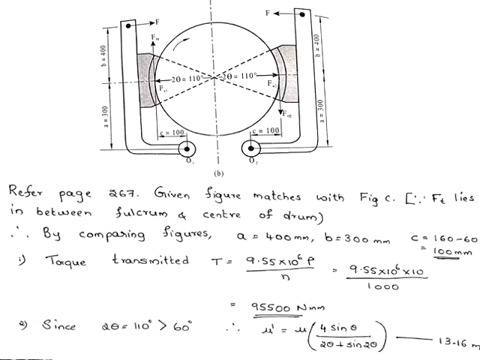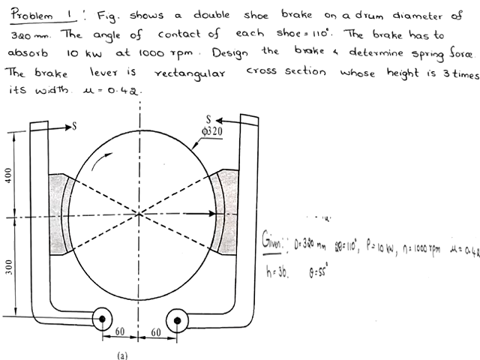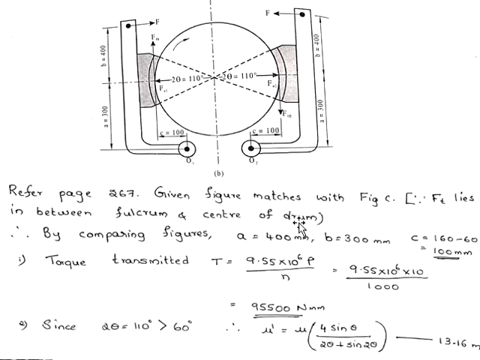So you can refer to this diagram. C is the distance between the fulcrum and the periphery of this drum. So from the center to the periphery, the radius is 160 mm minus this 60 mm. So 160 minus 60 will give you the C value. So in this diagram, you will get C value as 100 mm. So as per the procedure, in the first step, calculate the torque transmitted.